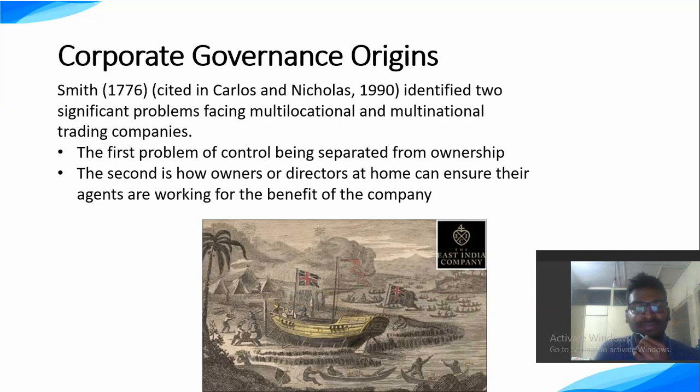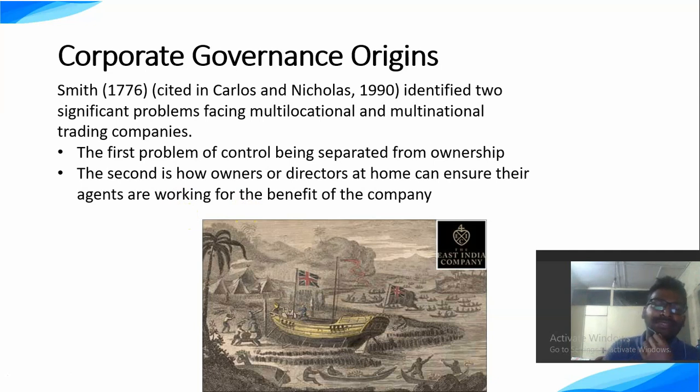hired these ships, or they hired these captains to commandeer these ships, the owners and the captains are two different persons. Those who own the ships do not use the vessels. The captains are not owners of the vessels. So basically the owners are living in the UK, Great Britain, while the others were working on the ship and went to Sri Lanka, India and all other Commonwealth countries.